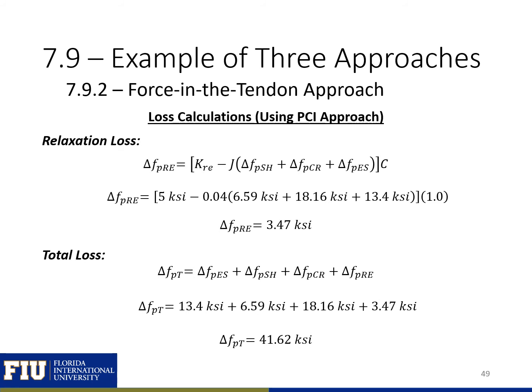Next, we can calculate our relaxation loss using the tables from the PCI Design Handbook. So you can go back to the slide from earlier in the presentation to look at those tables again, but plugging in our values, we'll get a relaxation loss of 3.47 KSI. If we add all of our losses together, we'll get a total pre-stress loss here of 41.62 KSI.